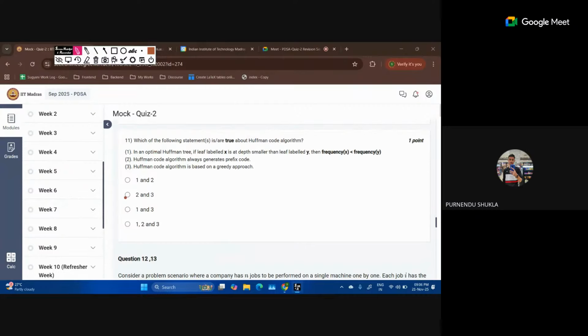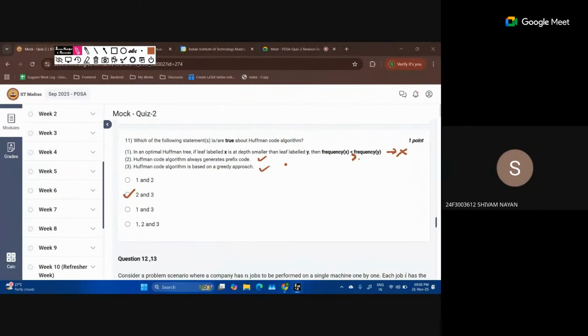The first one will be wrong because it just contradicts the entire Huffman theory. It says that if x is at a depth smaller than leaf labeled by y, then frequency of x is less than frequency of y. It should be frequency of x is greater than frequency of y, no? Because the more the depth, the lesser the frequency. For more frequency, we need fewer bits so that we can compress the entire data while performing the application. That is the actual explanation. So this is false.